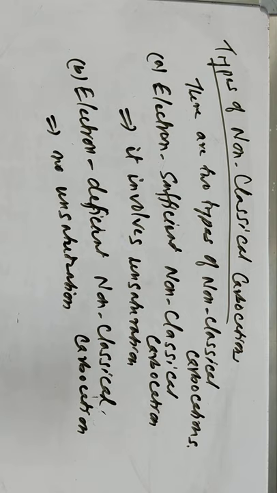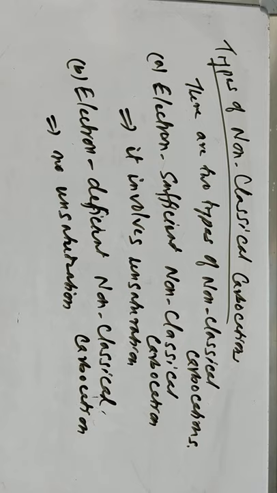I'm repeating again, there are two types of non-classical carbocations. The first one is electron sufficient non-classical carbocation, and the second one is electron deficient non-classical carbocation. In the case of electron sufficient non-classical carbocation, we have unsaturation, pi electrons are involved. In the case of electron deficient non-classical carbocations, there is no unsaturation.